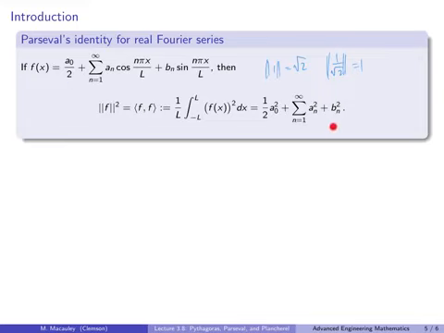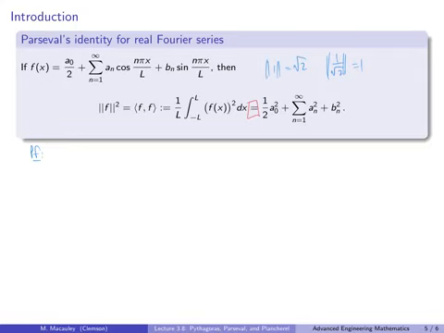Okay, so this is the analog of Parseval's identity for a real Fourier series. And let's prove it. So how are we going to prove this? Well, what we have to prove is this equality. That's the theorem part. These parts are just definitions.